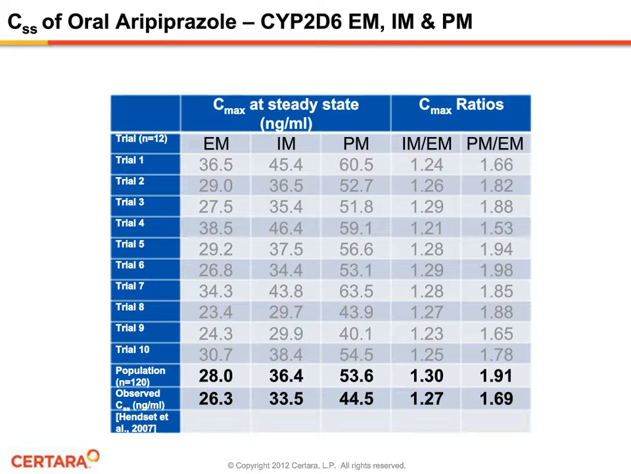So what I did was run simulations for Aripiprazole, but actually correct for the abundance data for EMs, IMs, and PMs, and then project out to a steady state concentration. And you can see here that these are reasonably consistent, and what I'm showing here is the exposure in IMs relative to EMs and PMs relative to EMs.